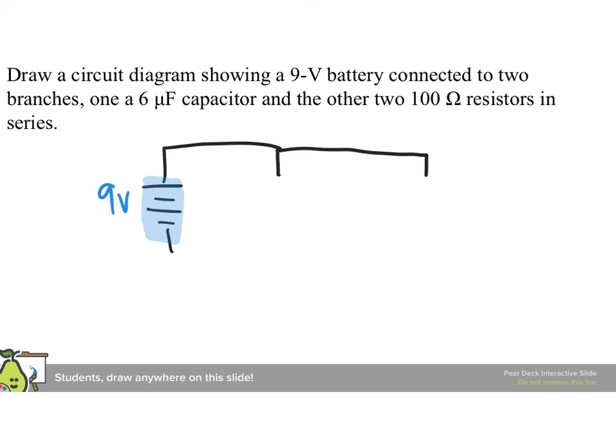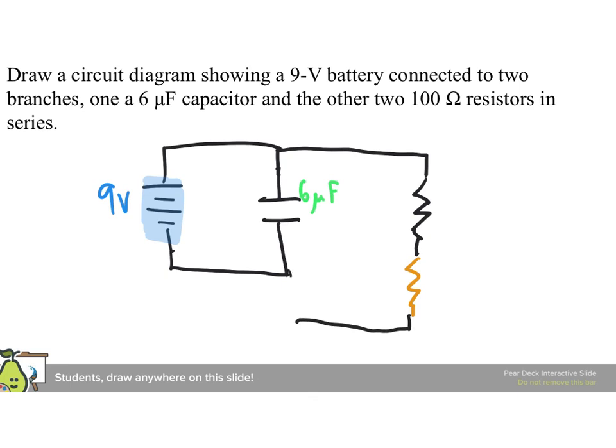And one of those branches is going to be a capacitor. And we'll say the capacitor they said was 6 microfarads, so I'll do that. And the other is going to be 2 resistors in series, and just to be visually distinct, I'm going to pick a different color for the second resistor, and then go back. Aesthetically, it would be nicer if these connected up. It has nothing to do with the circuit per se, but I think it looks a little nicer. And we know that this guy is 100 ohms, and this guy is 100 ohms. And there's our circuit.